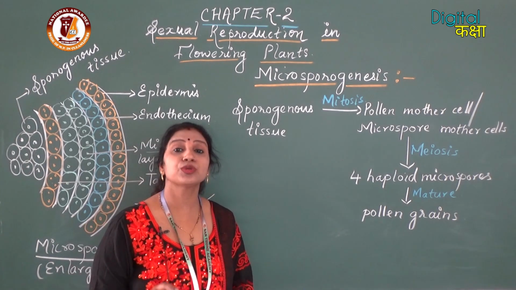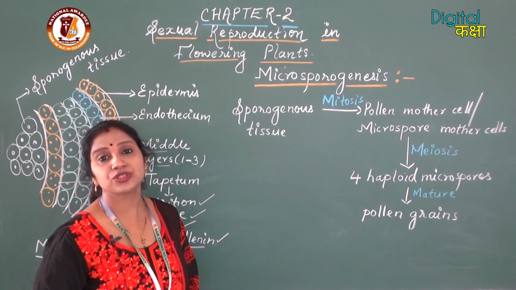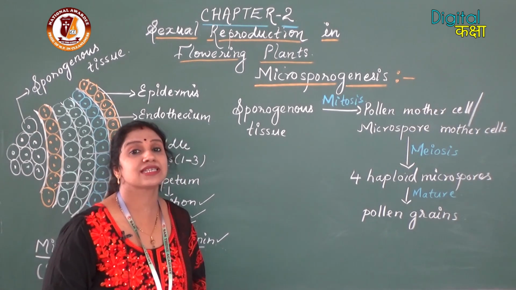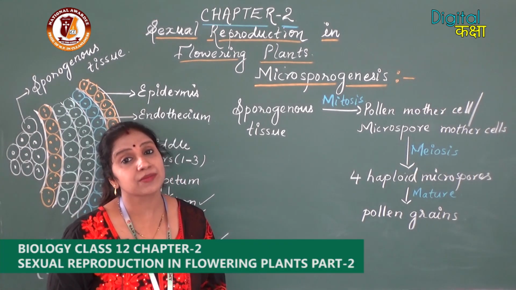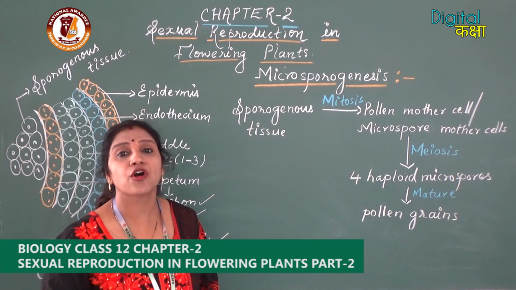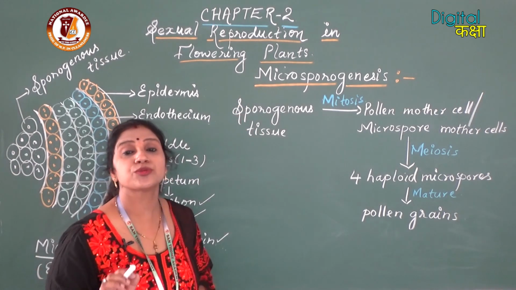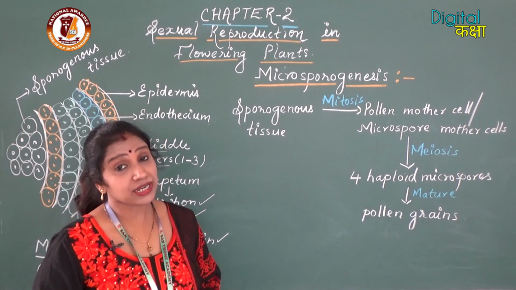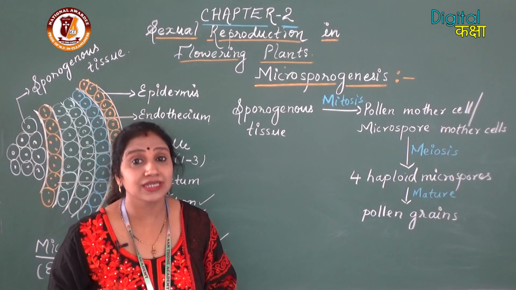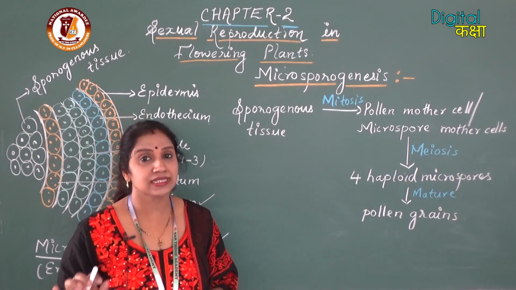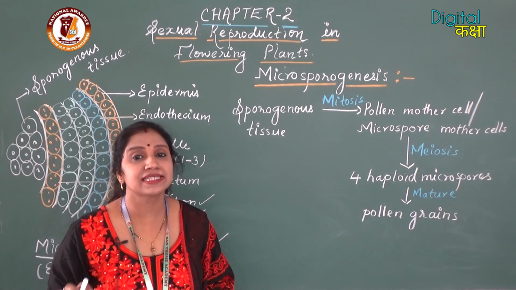The sporogenous tissue forms the pollen grains by a process called microsporogenesis. Microsporogenesis is the process by which microspores are formed, and these microspores will mature to form the pollen grains. Okay, so now we will be discussing what this microsporogenesis is. Microsporogenesis is the process in which a diploid pollen mother cell or microspore mother cell forms haploid microspores by meiosis cell division.